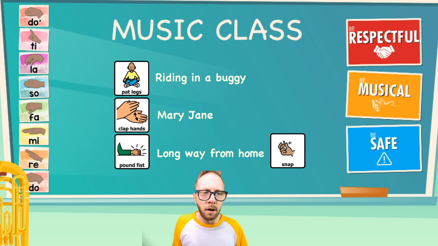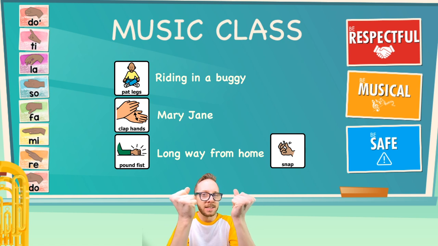Just like that. When we sang the words Mary Jane, we clapped our hands 3 times. Mary Jane. Just like that. Mary Jane. One more time. Mary Jane. And then when we ended the song, we took the words long way from home and we put them on our fists and pounded it together like this. Long way from home. And then after home, we added a snap. Long way from home. Just like that.